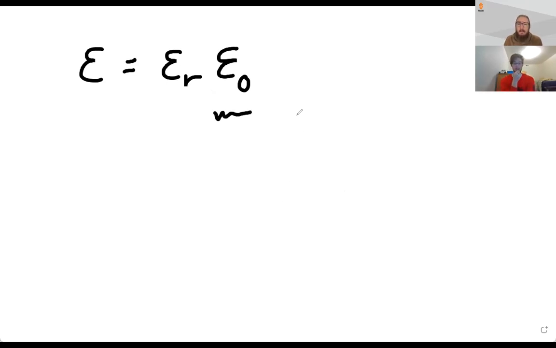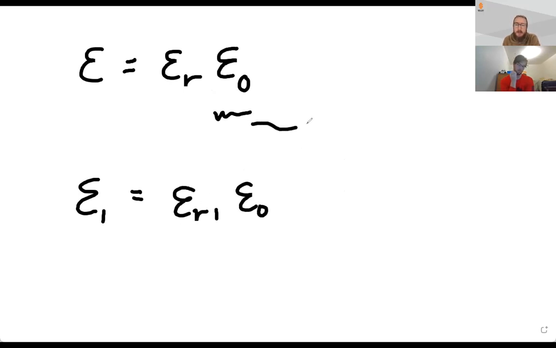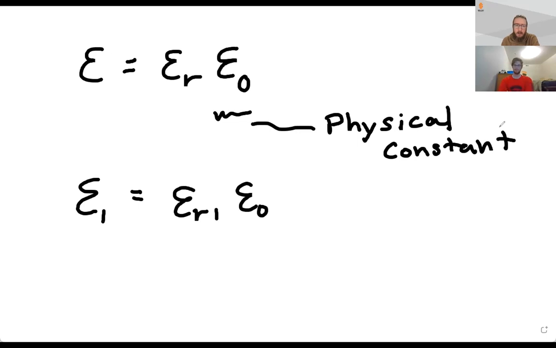The E naught is just the permittivity of air, and then when you multiply it by the R1, it'll give you that of the certain material. Yeah, exactly. So E1. Okay. I forgot about that part. So this is a physical constant. But this one is sort of made up.